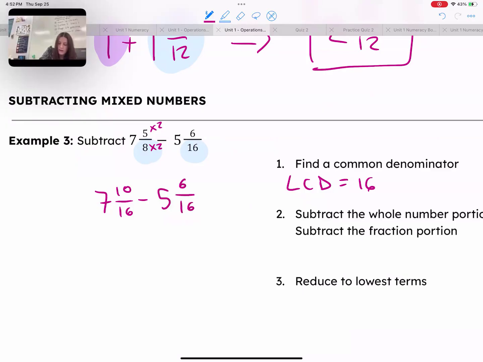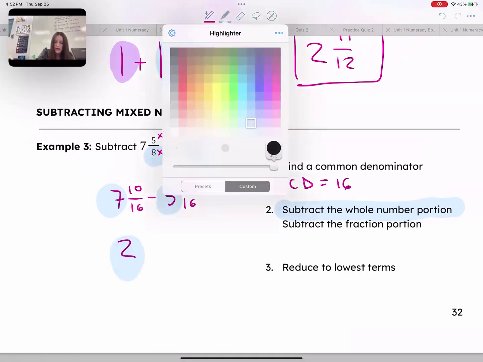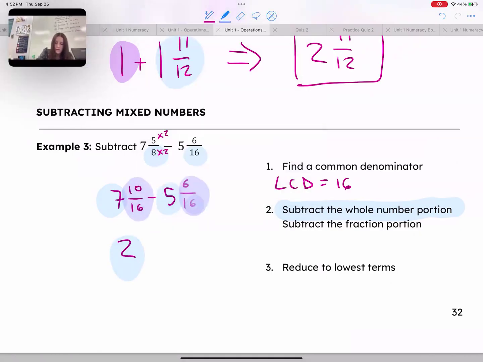And I'm going to rewrite the rest of my equation. Next, I'm going to be subtracting the whole number portion. So I'm subtracting 5 from 7. So that is going to give me 2. Then I'm going to subtract my fraction portion. So 6 over 16. If I take it away from 10 over 16, that is going to give me 4 over 16 right here. Oh my gosh, that was not too bad, was it?